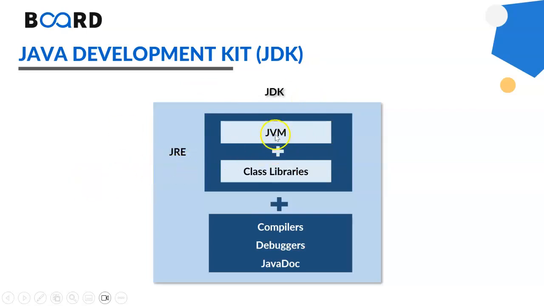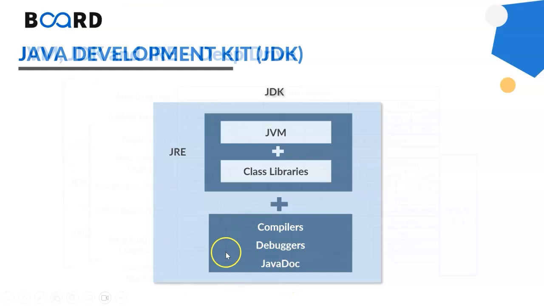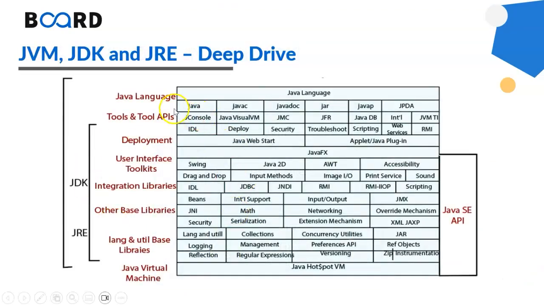JDK is equal to JVM plus class libraries plus the development tools like compilers, debuggers and Javadocs. This is the integration of JVM, JRE and JDK. This is the Java Standard Edition API. JDK is equal to whatever toolkit we require for development, integration libraries, other base libraries and the lang and util base libraries. But you can see here, this is all a combination of JRE plus the development toolkits as well.